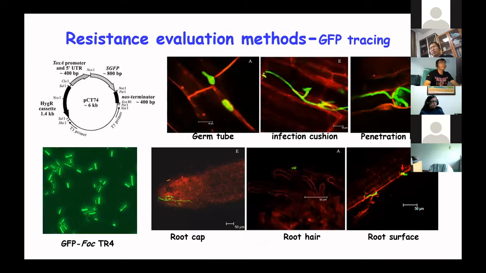So then we developed the GFP method to trace the TR4 fungi. They developed a resistance evaluation method. From this slide, we can show the GFP fungi. We can show lots of the fungi invading the cell walls, and also the spores germinated in the cells.